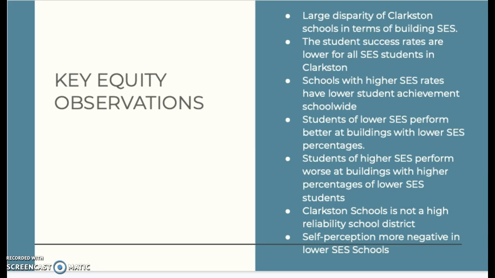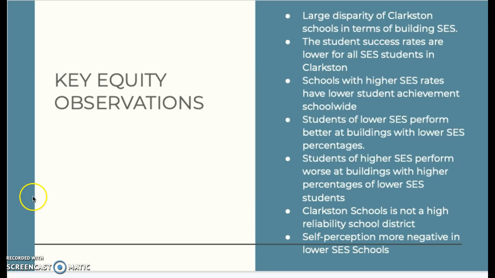Well, first, the key equity observations is obviously there's a large disparity in Clarkson schools in terms of building socioeconomic status, that student success rates are lower for students that are struggling or disadvantaged, and that both groups of disadvantaged and non-disadvantaged students perform lower at buildings that have an overall higher level of students that are disadvantaged.